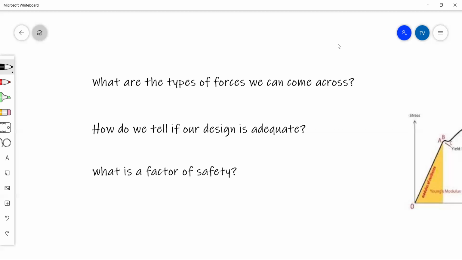So I'll just start with a very brief background and cover the theory behind the assignment first before we jump into the actual assignment questions. So I have 3 questions for you guys. Firstly, what are the types of forces that we can come across?